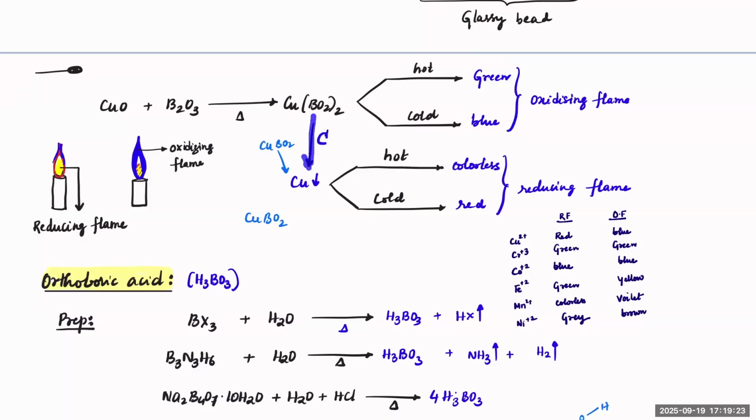And when you bring it to the reducing flame, you will have carbon soot, which will further reduce the copper into Cu. And the Cu part, when it is hot, appears colorless, and when it is cold, it appears red. That is what you will notice in the reducing flame. So this is in the oxidizing flame, this is in the reducing flame.